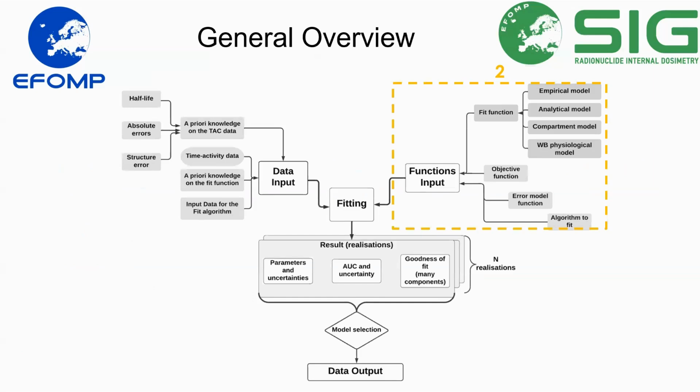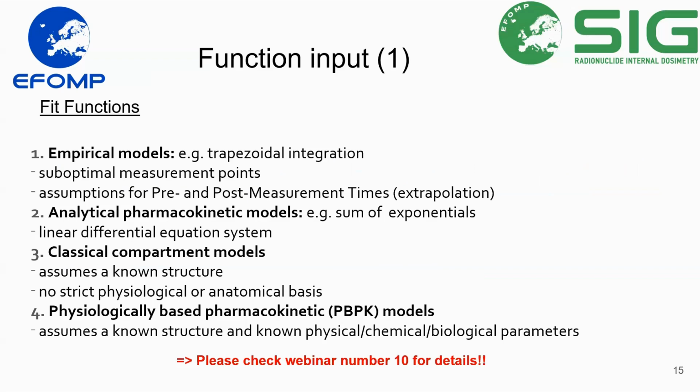And as you can see, this is the second phase of our general overview of the fit function fitting process. There are several fit functions, for example, the empirical models, analytical pharmacokinetics models, classical compartment models, and also physiologically based pharmacokinetic, or PBPK, models. I will not discuss this in detail because it's already covered by another webinar. So please check webinar number 10 for the details of these fit functions.